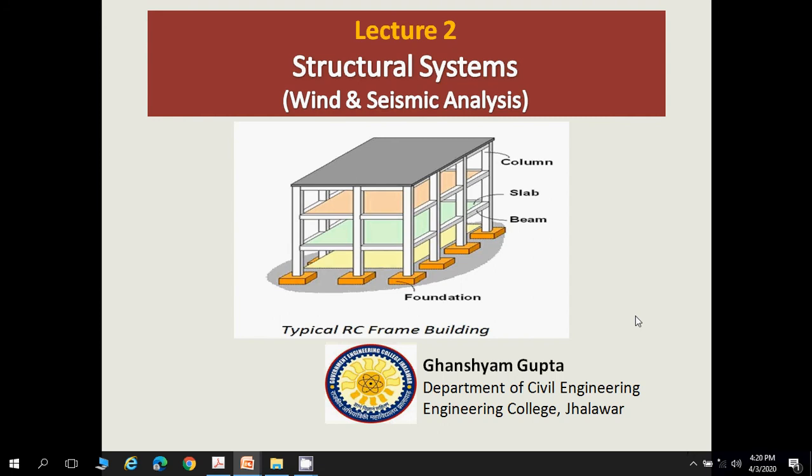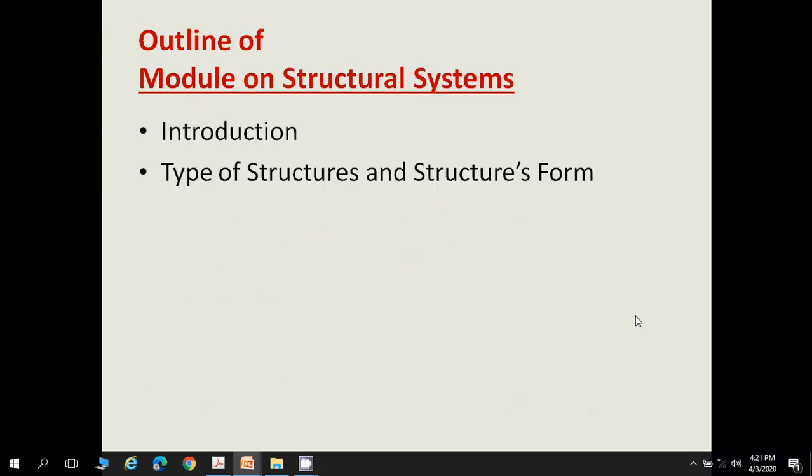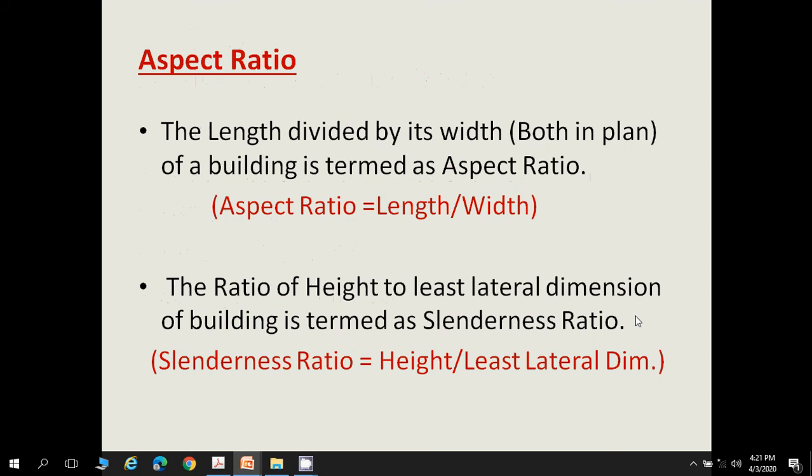The outline of this module, as we have already discussed, covers the introduction and types of structures and forms. Today we will discuss the aspect ratio and overturning resistance. Later on we will discuss strength and stiffness. So, aspect ratio. What is the aspect ratio?